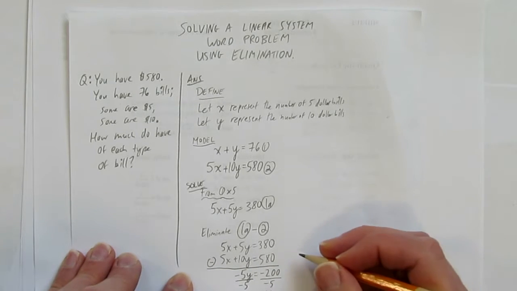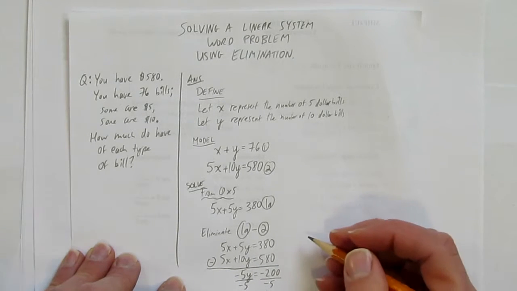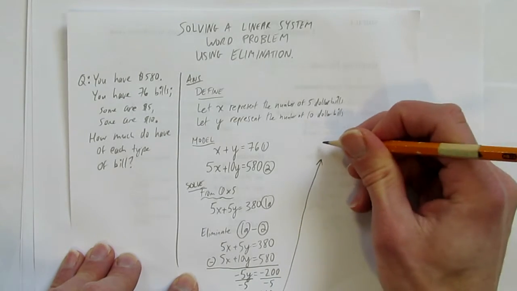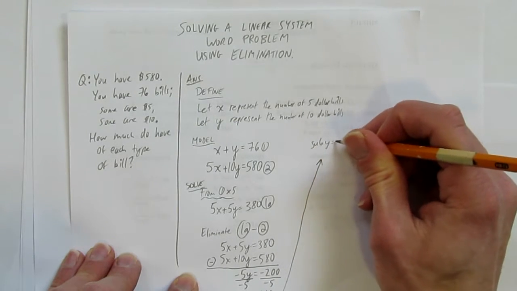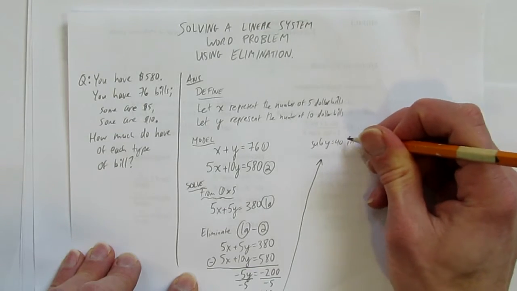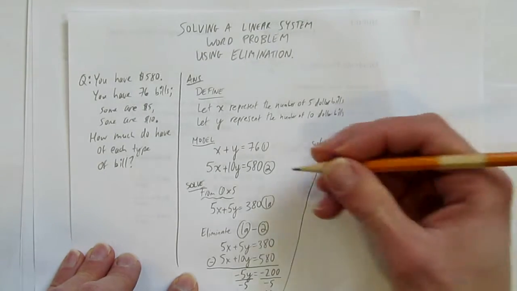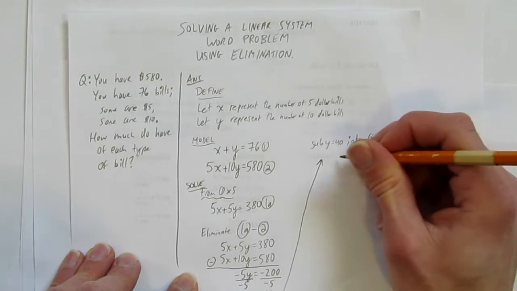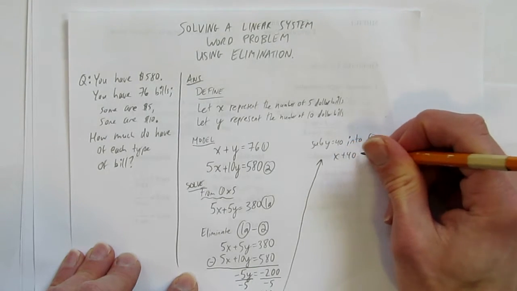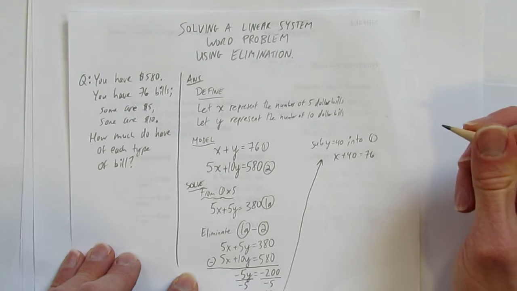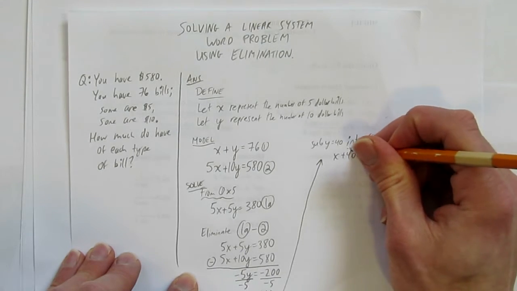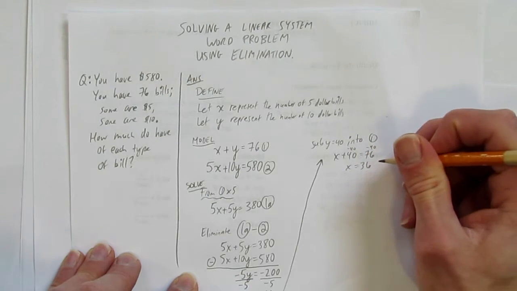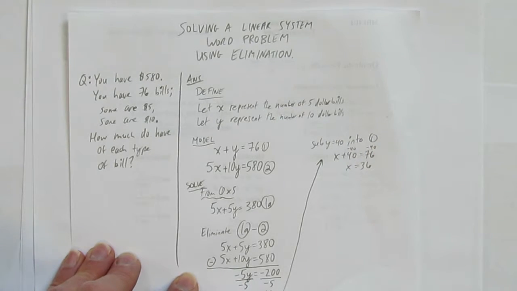Now I know my y is 40. I haven't solved completely yet, but I know the y's. So I'm going to go up here, and now I'm going to sub y equals 40 into either equation, but pick the one you think is easier, and in this case I think 1's easier. So sub y equals 40 into 1, and you get x plus 40 equals 76. How do you get x by itself? Subtract 40 both sides, and you get x equals 36. And now we've got our answer.